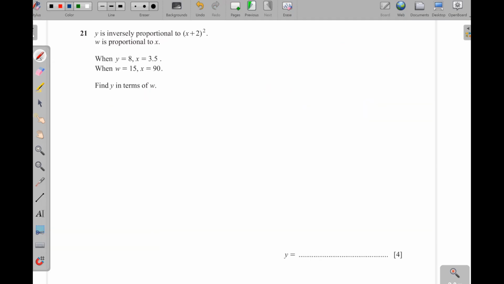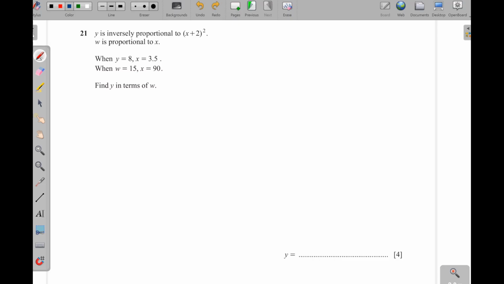Then question 21 is coming from variations. Y is inversely proportional to the square of x plus 2. W is proportional to x. When y is equal to 8, x is equal to 3.5. When w is equal to 15, x is equal to 90. Find y in terms of w.